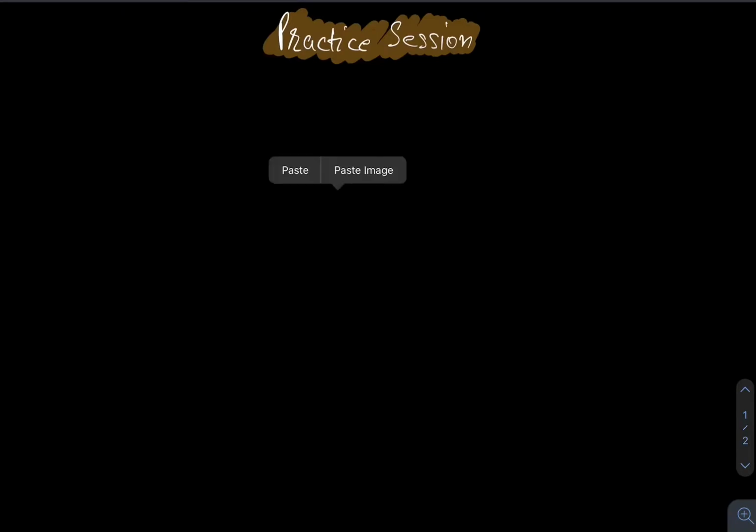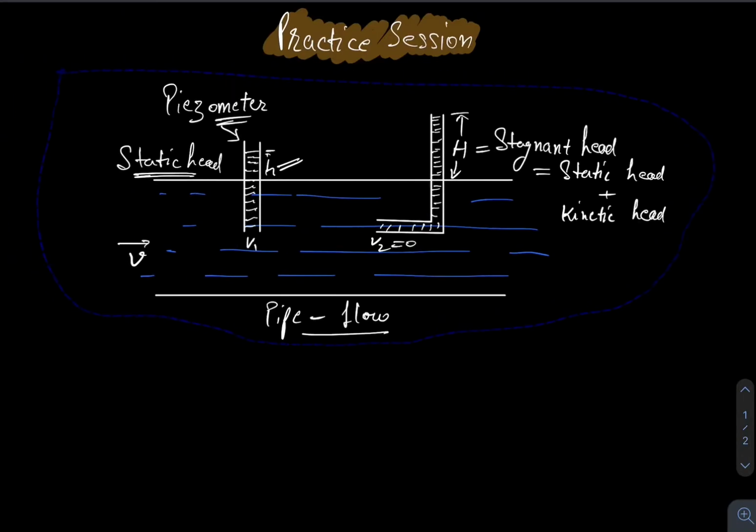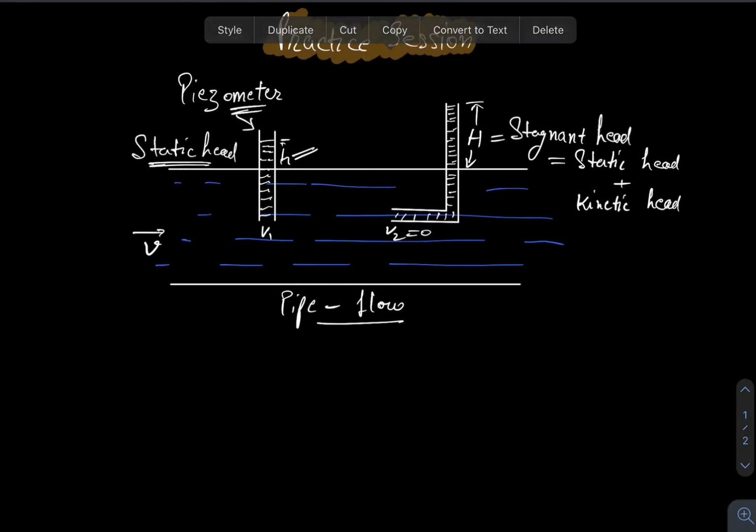So first of all, this was the setup of a pitot tube. Why pitot tube is used? To measure the velocity of flow, right? We have already discussed in last class how pitot tube is used to measure the velocity of any fluid flowing in a pipeline. So here is the setup.